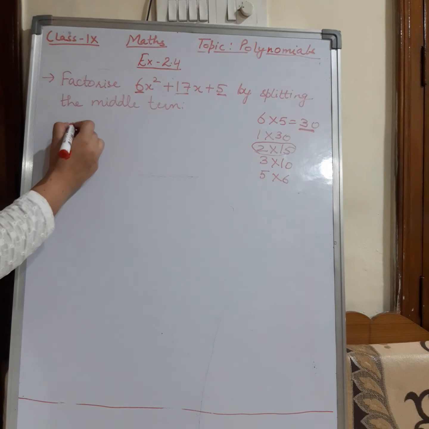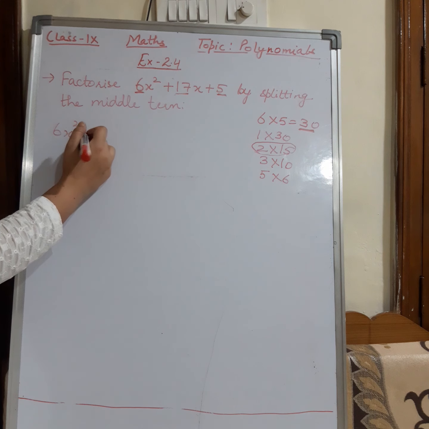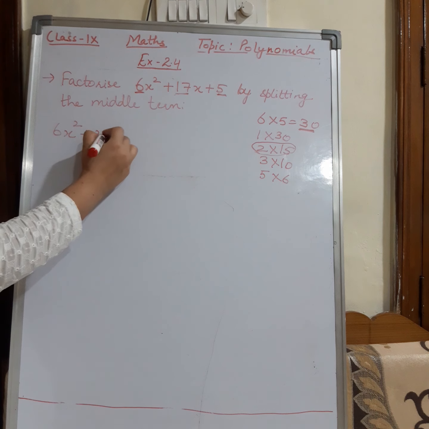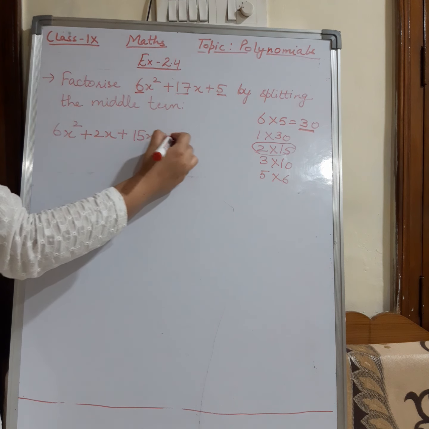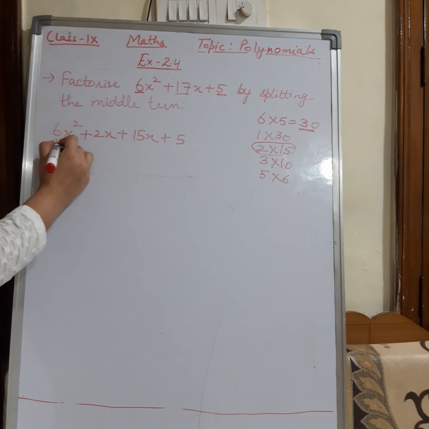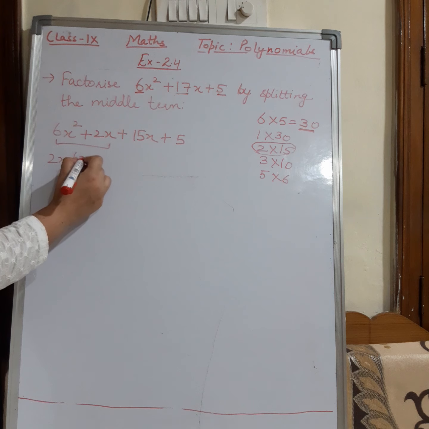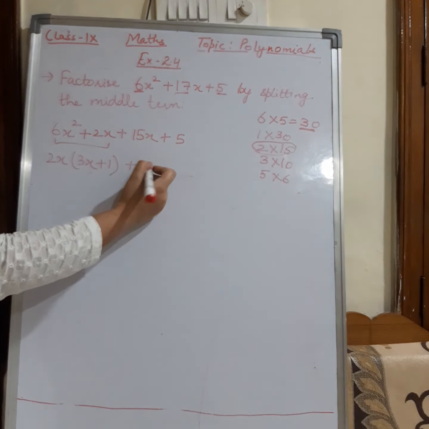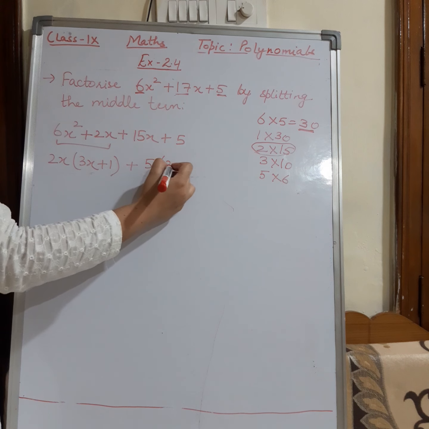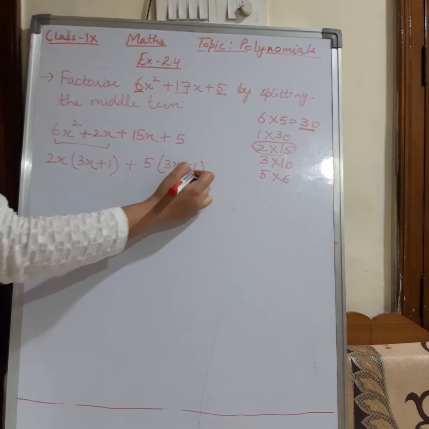So we'll be writing 6x square plus 2x plus 15x plus 5. Now from these two I can take 2x common. We'll be left with 3x plus 1. And here I can take 5 common, 3x plus 1.